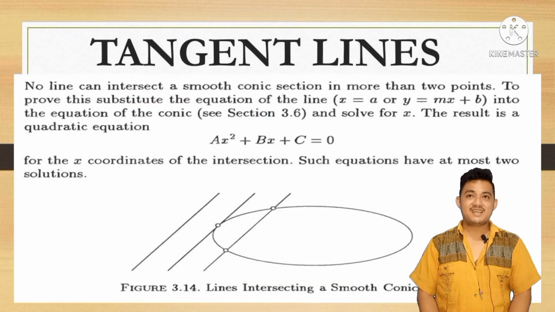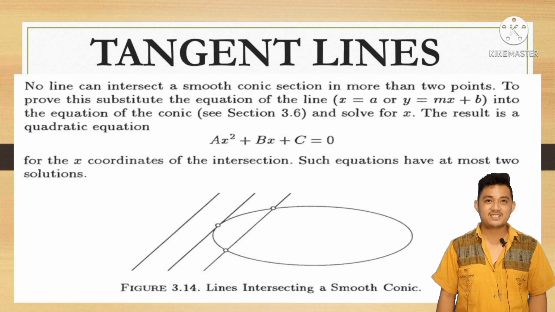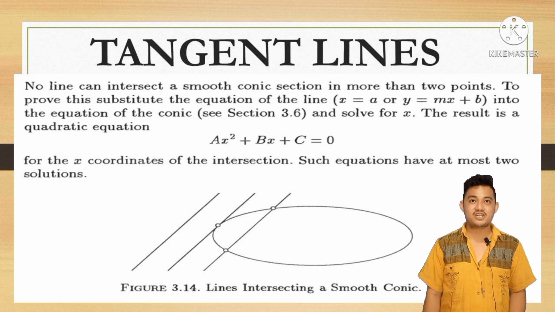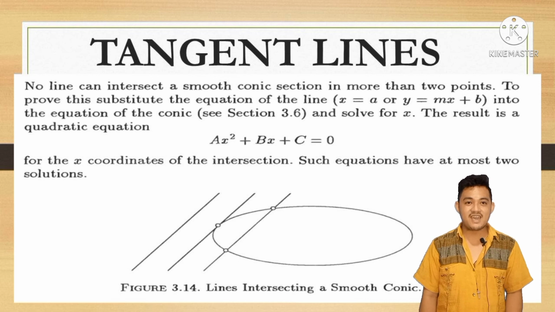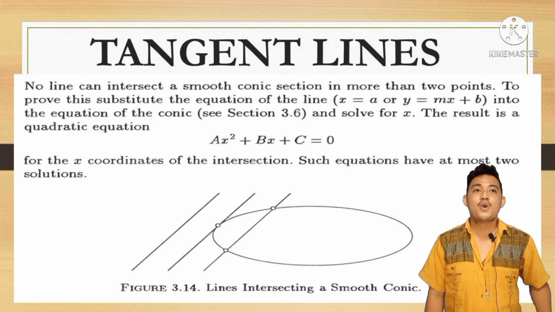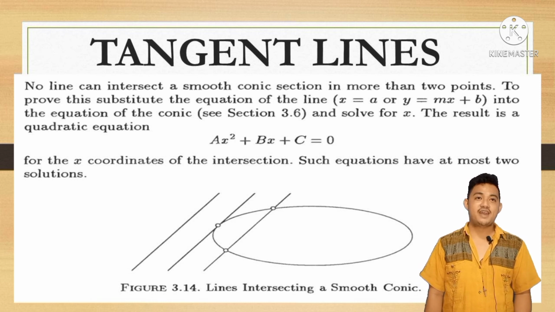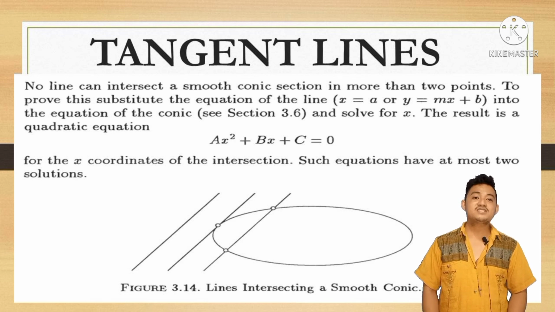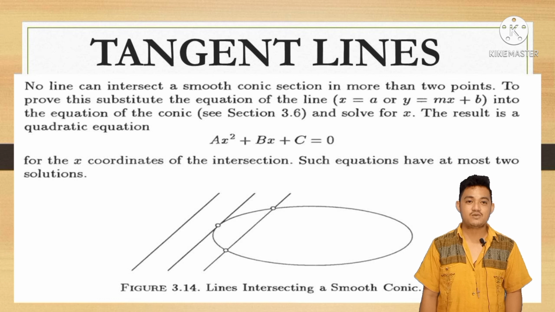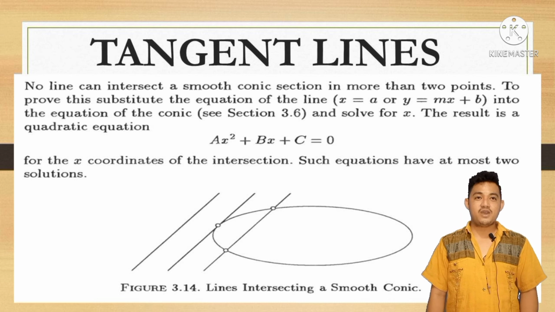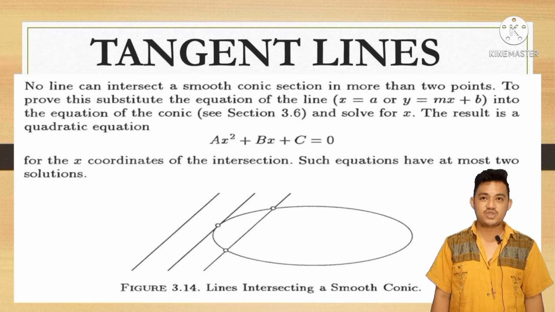Tangent lines. No line can intersect a smooth conic section at more than 2 points. To prove this, substitute the equation of the line, x equal to a or y equal to mx plus b, into the equation of the conic section and solve for x. The result is a quadratic equation, ax squared plus bx plus c is equal to 0, for the x coordinates of the intersection. Such an equation has at most 2 solutions.